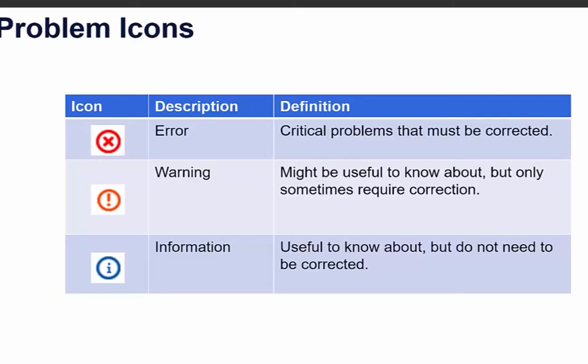When there are discrepancies on an employee's time and attendance records, the application displays one of the following icons that represents the problem severity. Error, it is a critical problem that must be corrected. Warning, it is something that might be useful to know about, but only sometimes requires correction. And information, it is useful to know about, but does not need any correction.